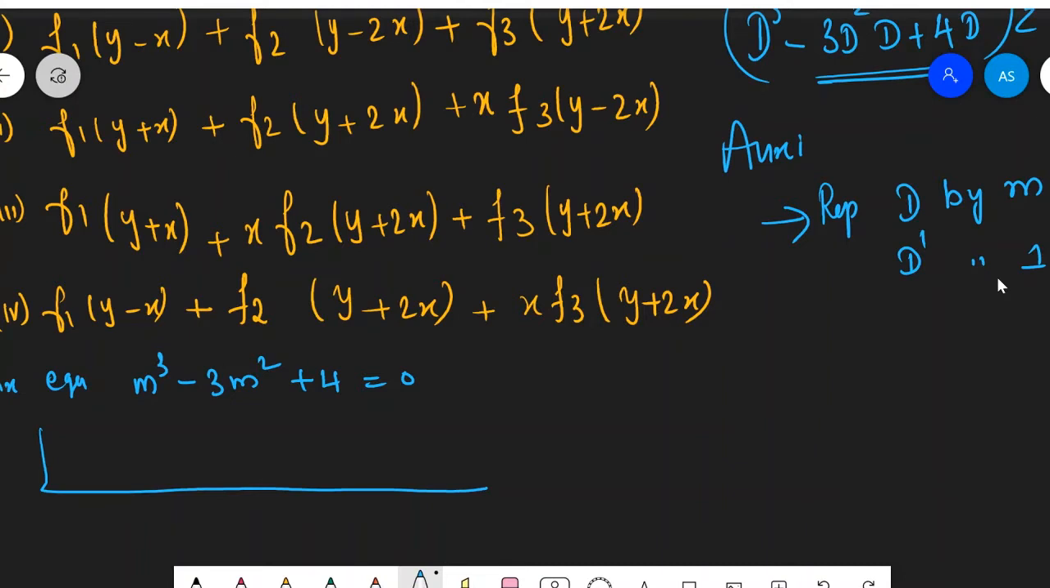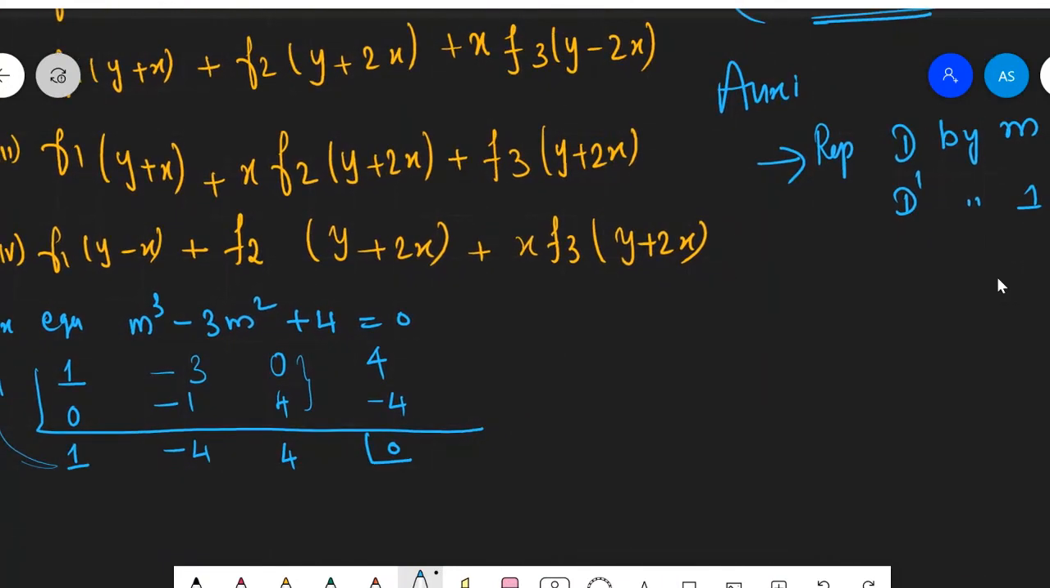m has 3 roots. So first find the values of m. I am using synthetic division here. m cube coefficient, m square coefficient, there is no m term here so 0, 4. I am randomly choosing minus 1. So adding these two terms 1, multiplying these two terms minus 1. Again adding these two terms minus 4, multiplying these two terms 4. Again adding these two terms 4, multiplying these two terms minus 4. So 0. This is the remainder.